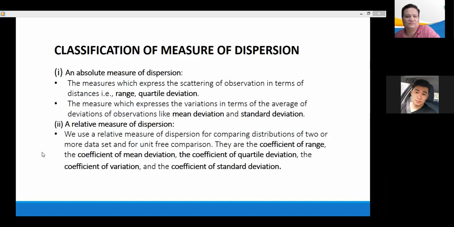A relative measure of dispersion. We use a relative measure of dispersion for comparing distributions of two or more datasets and for unit-free comparison. They are the coefficient of range, the coefficient of mean deviation, the coefficient of quartile deviation, the coefficient of variation, and the coefficient of standard deviation. These topics will be further discussed by the next reporters.